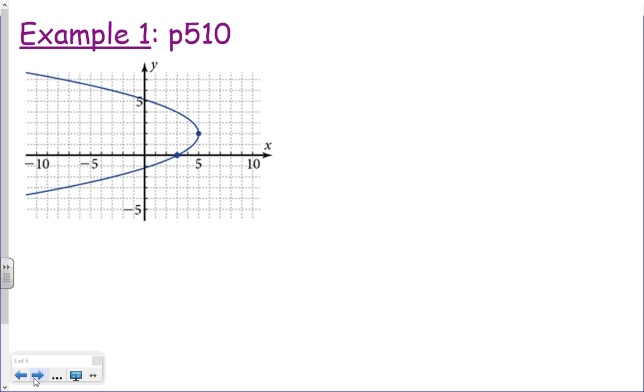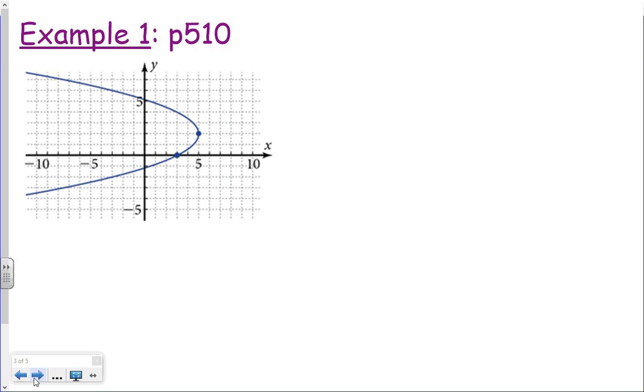This says write the parametric equations for the parabola in figure 10-3 and confirm your answer by plotting the parametric equation on the grapher. Okay, so let's find the equation of this thing, and then let's see if we can actually graph that on our calculator. All right, so we've got the sketch here.